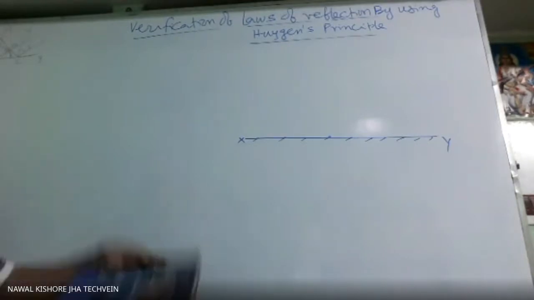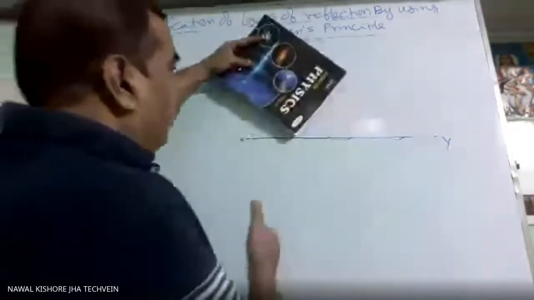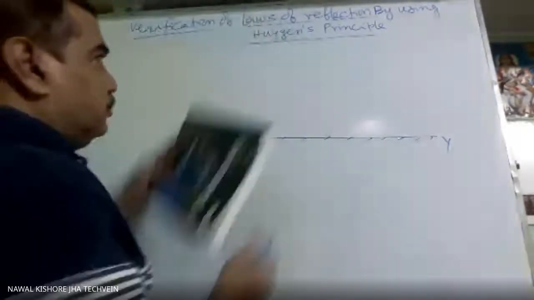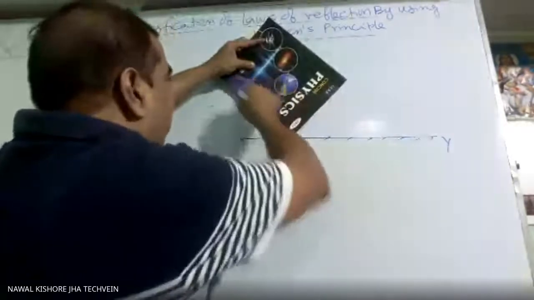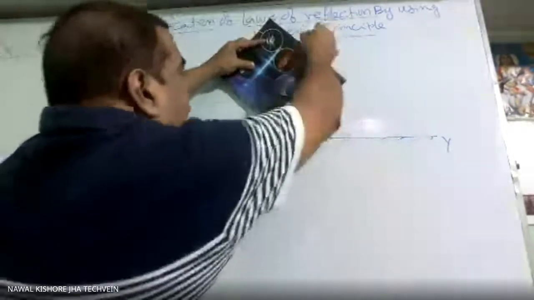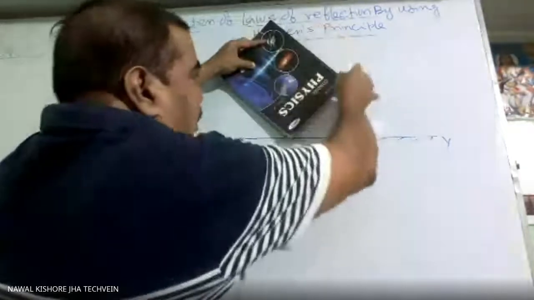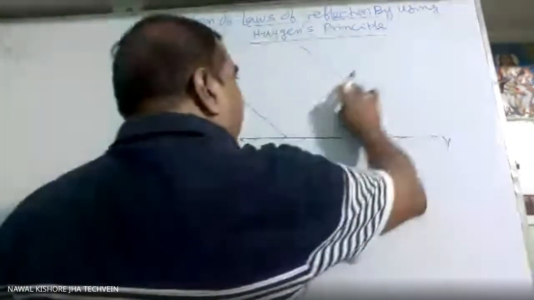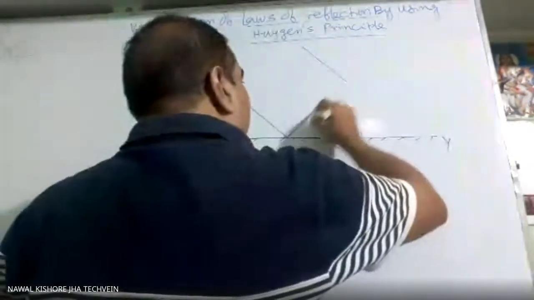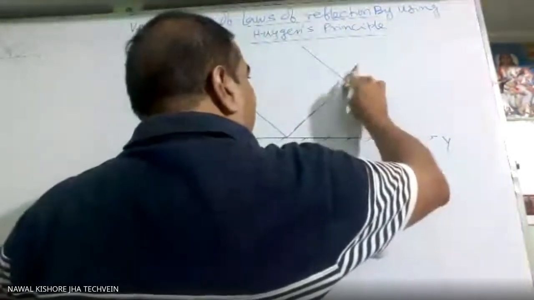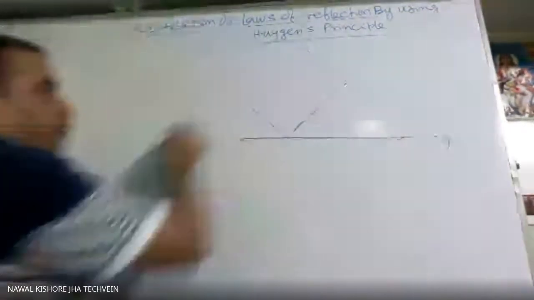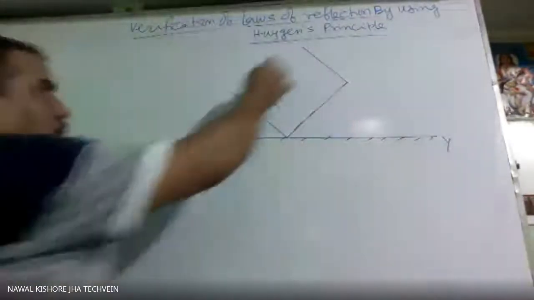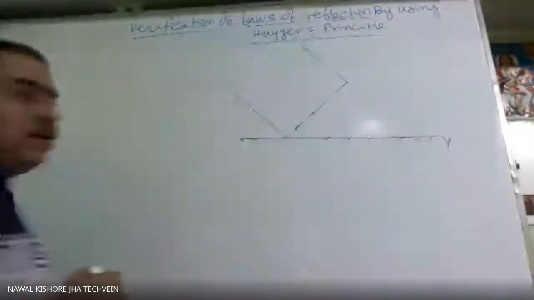So the incident rays are parallel to each other. Maybe one ray we are considering this one, another ray we are considering this one. So this was the plane wavefront in air.